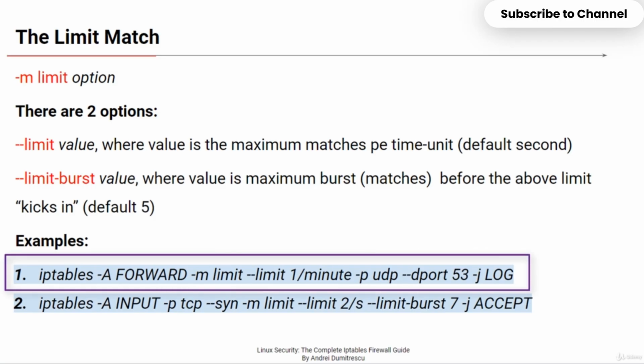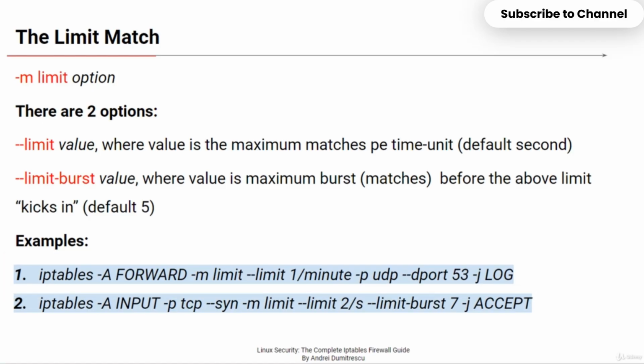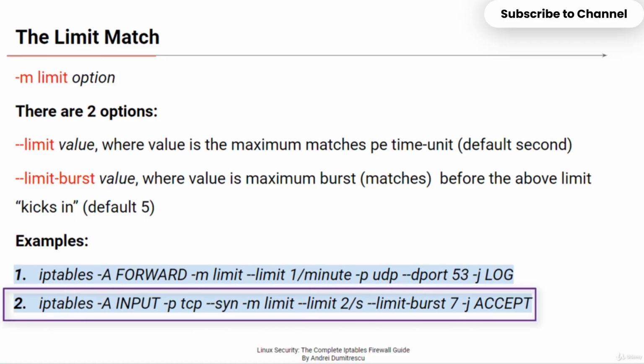In the first example, the default limit burst is 5, and that means that the first 5 packets will be logged no matter how fast they arrive. After that, we log only 1 packet per minute because the limit is 1 per minute. This match is useful to avoid various denial of service attacks. Let's take a look at the second example.